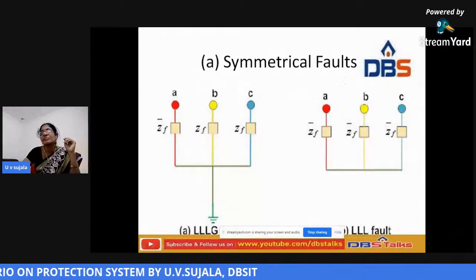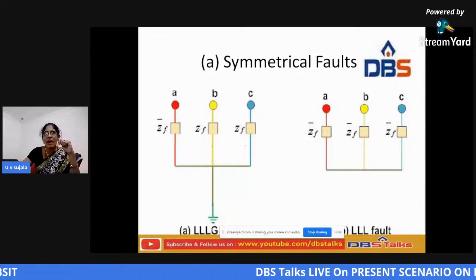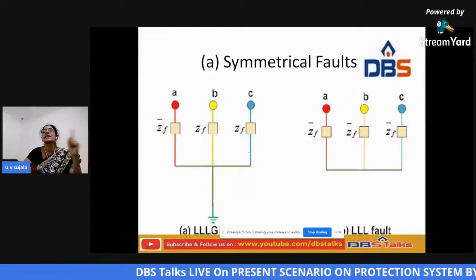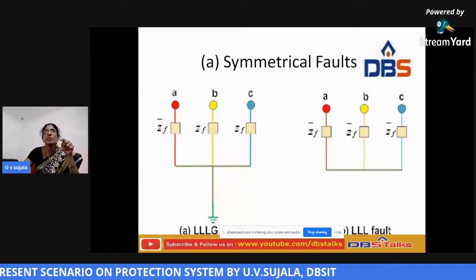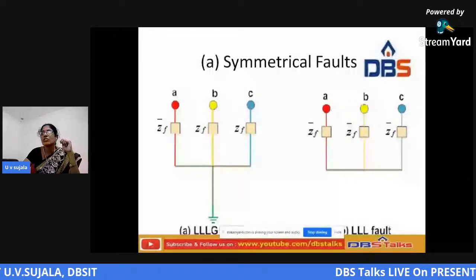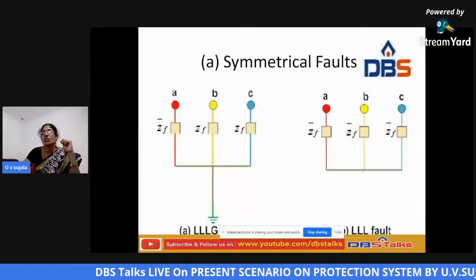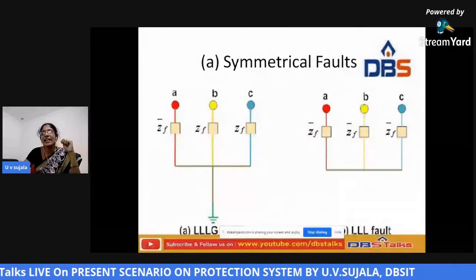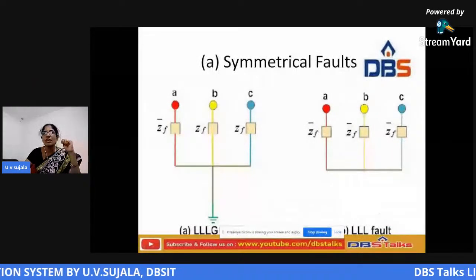Here you have to understand that the three phases are in the balanced condition, but the fault occurs when the current is more. From that point of view, the symmetrical fault is a balanced fault. When the three lines are faulted without ground, it is called an LLL fault, a line to line to line fault.